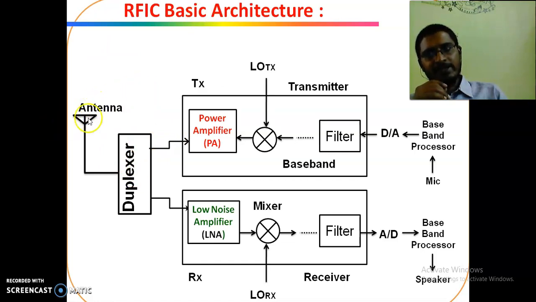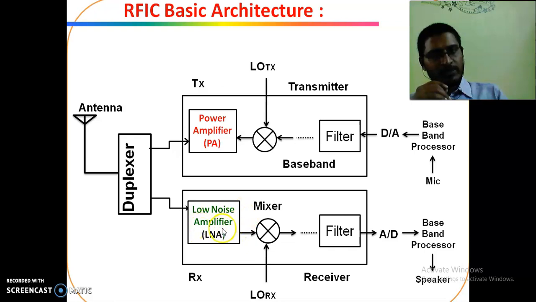Whereas in the receiving case, this antenna is connected to the receiver block with the help of the duplexer. The first part of the receiver is the low noise amplifier, LNA. It will not add any further noise; it will reduce the noise. Without adding any noise, it will amplify the received signal. Then it is given to the mixer.